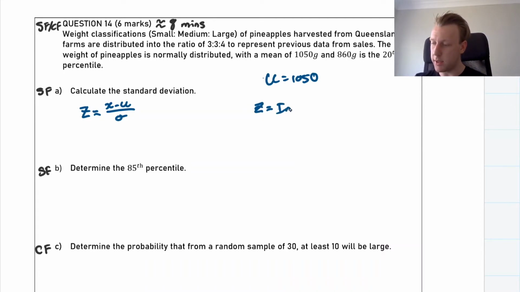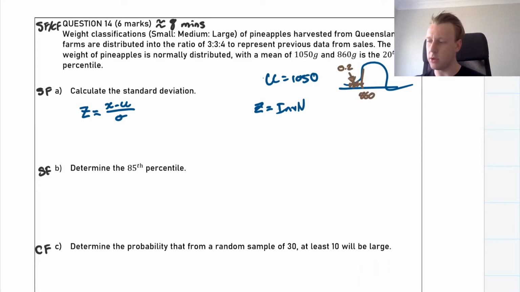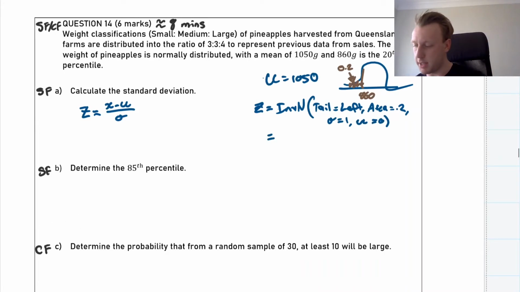So z is equal to inverse normal, because if I've got my bell curve here, the 20th percentile gives me the area being equal to 0.2, and that's going to occur when x is equal to 860. So what is that z-score? Well, we can find that out. If we normalize our data, we'd say tail equals left, because we're considering from the left to the right. Tail equals left, area equals 0.2. The standard deviation is 1, and the mean is 0, and that's going to give us something there.